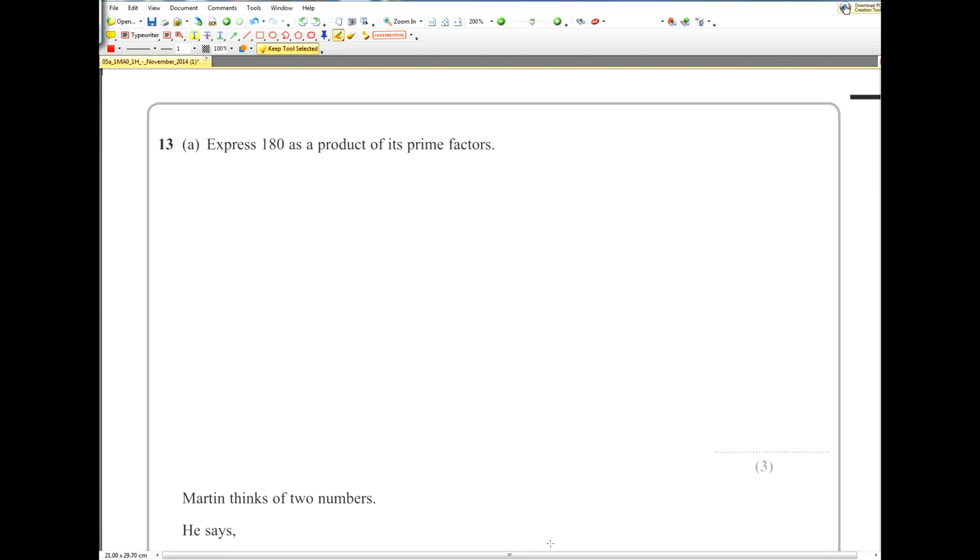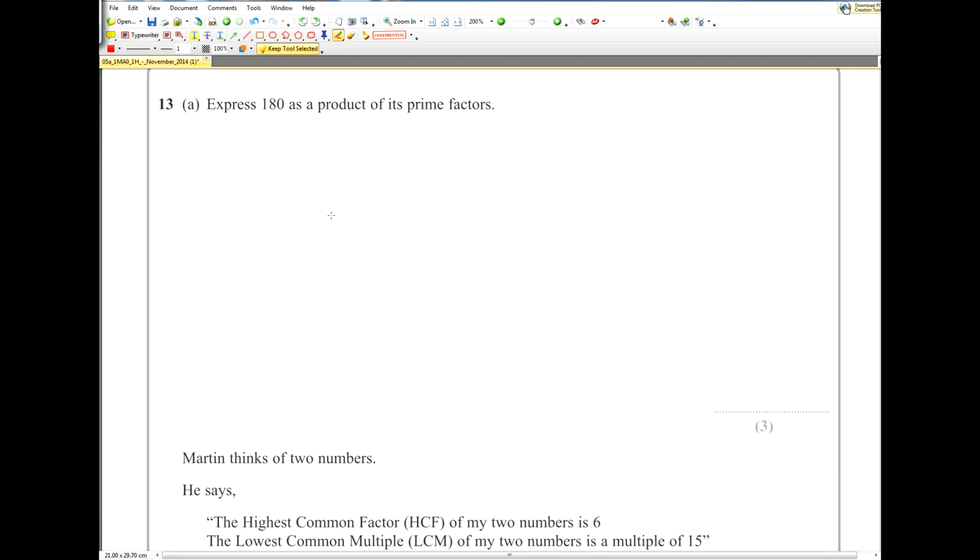Question number 13. Express 180 as a product of its prime factors. There's quite a few different ways of doing this kind of question. The way that I tend to show my students is we continuously divide by prime factors. The first prime number is not 1, it's 2, and then 3, and then 5, and then 7, and not 9. But normally when you're doing questions, we're normally just dealing with these ones.